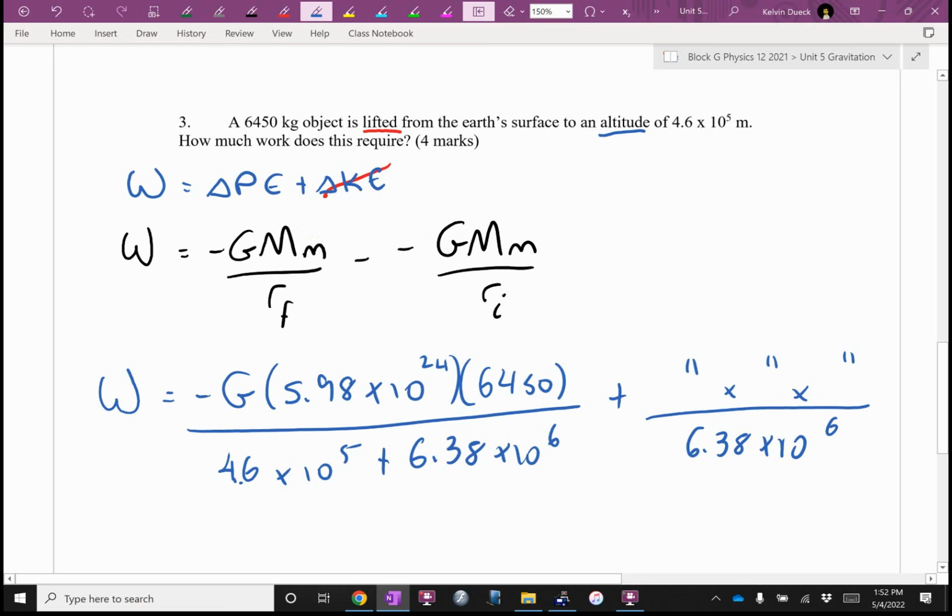Oh, how come I didn't cancel out little m's here? Isn't there an m in everything? What isn't there an m in? No m in work. Of course it shouldn't cancel because it should take more rocket fuel to put a bigger satellite up there.